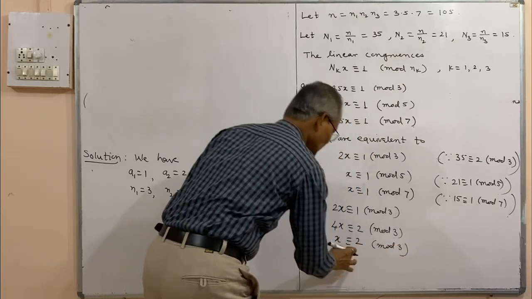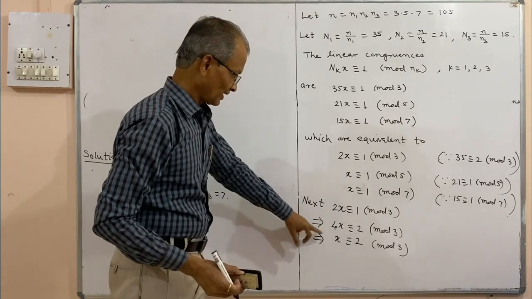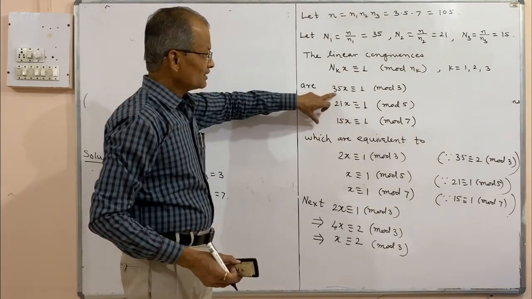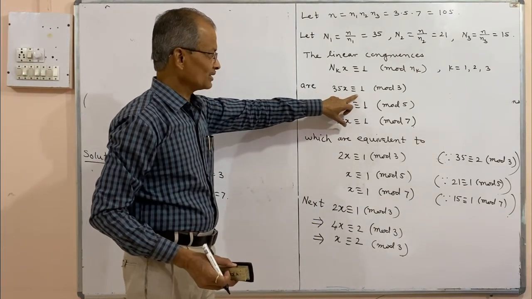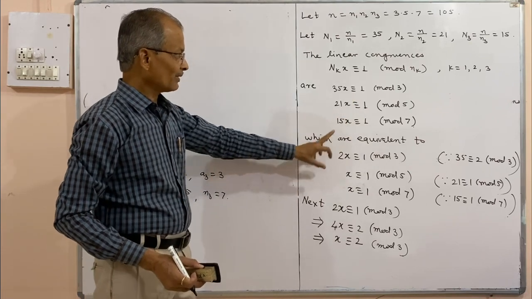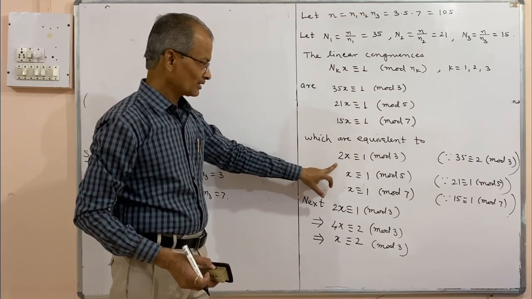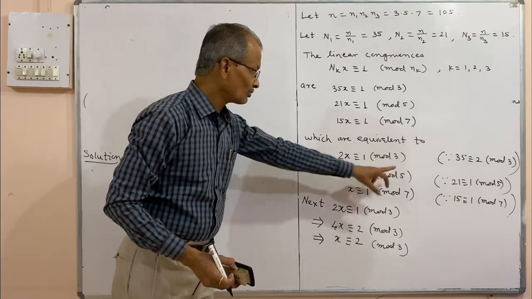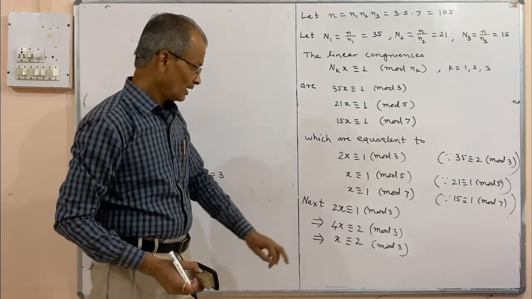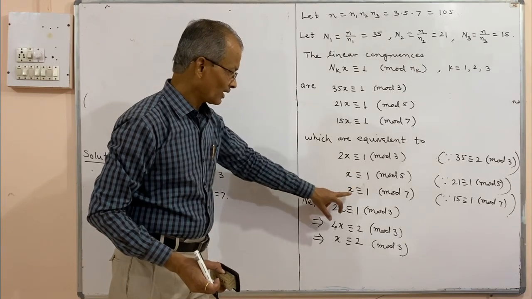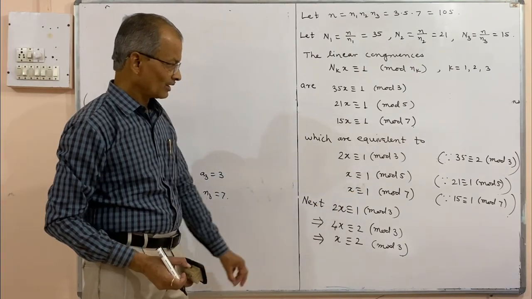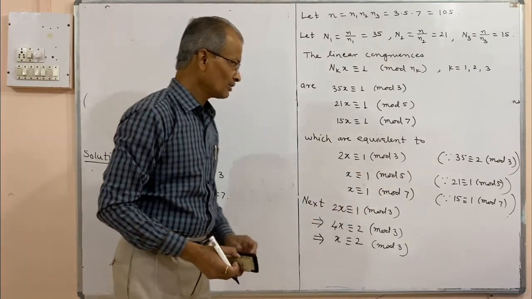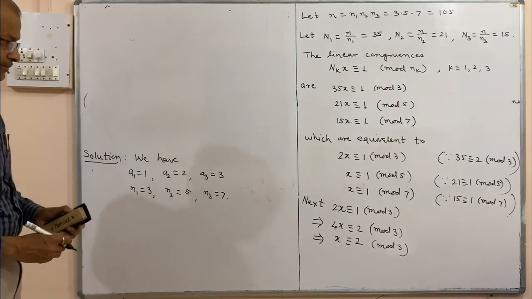So this is the first congruence. Actually we have written separately 2x, this is the original 35x congruent to 1, but 35x we have written as 2x congruent to 1. Here itself we can write x is congruent to 2, and then x is congruent to 1 under modulo 5 and modulo 7. So these are the solutions.